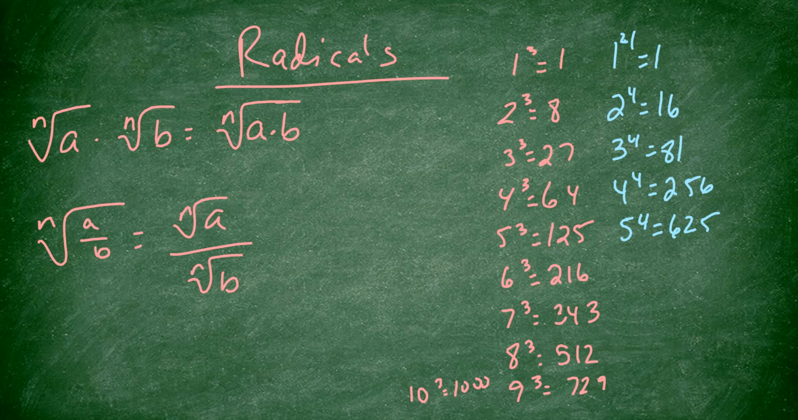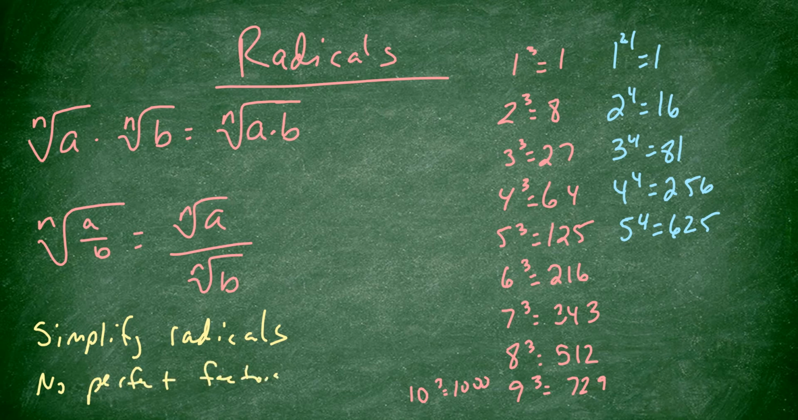You have the nth root of a times the nth root of b. That's if you are multiplying the same radicals, then you put them together, and the same thing with division. Remember, you have to simplify, so you have to have no perfect factors inside the radical, and you have to have no radicals in the bottom. Alright, and there are the perfect numbers that we'll be using. There's probably way more than that, so that's just a quick little list.